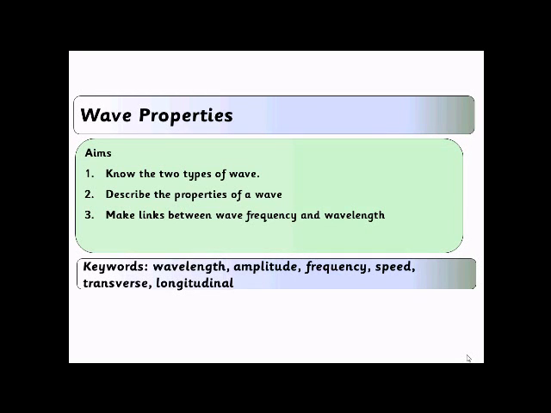So this is the first video of the Unit 1 Waves section. In this introduction we're just going to look at the two main types of wave, describe the properties of these waves, and make links between wave frequency, the wavelength, and the speed that these waves travel.